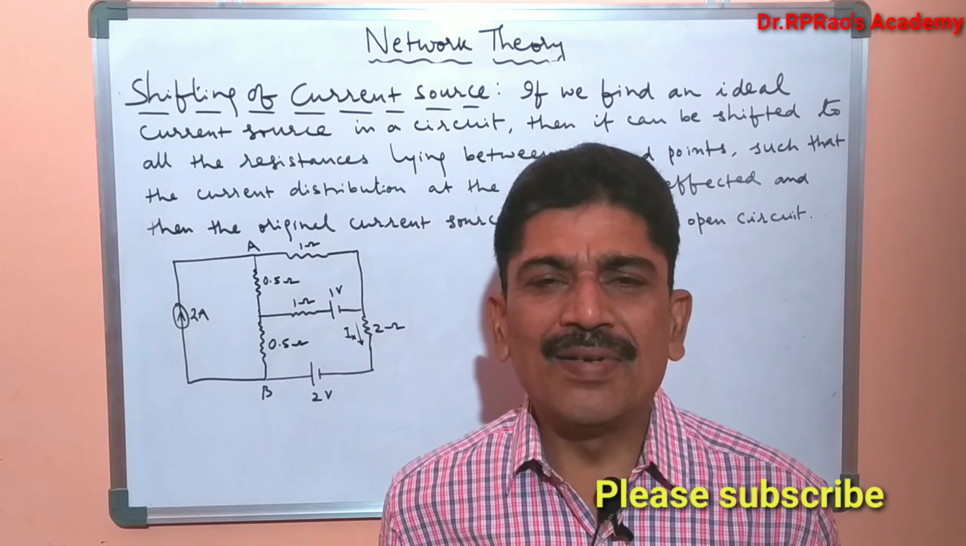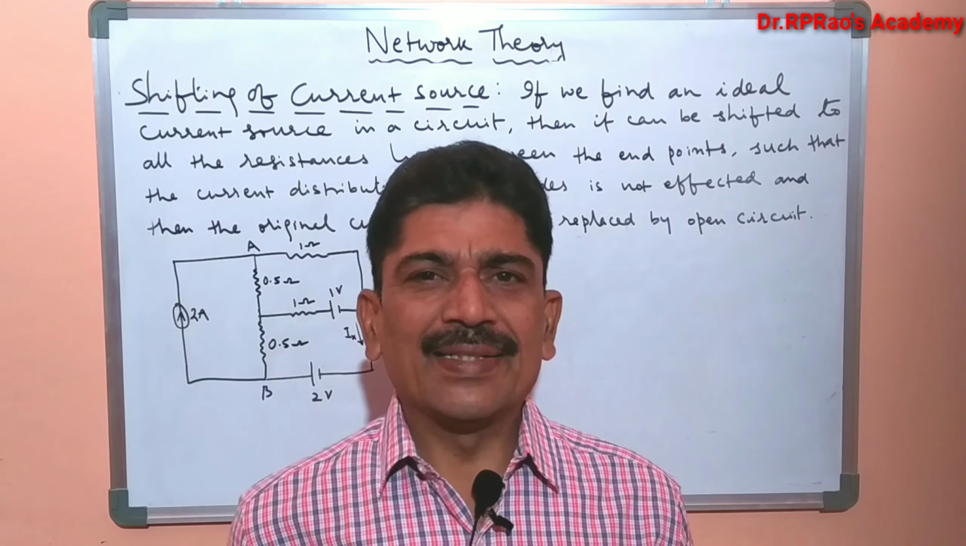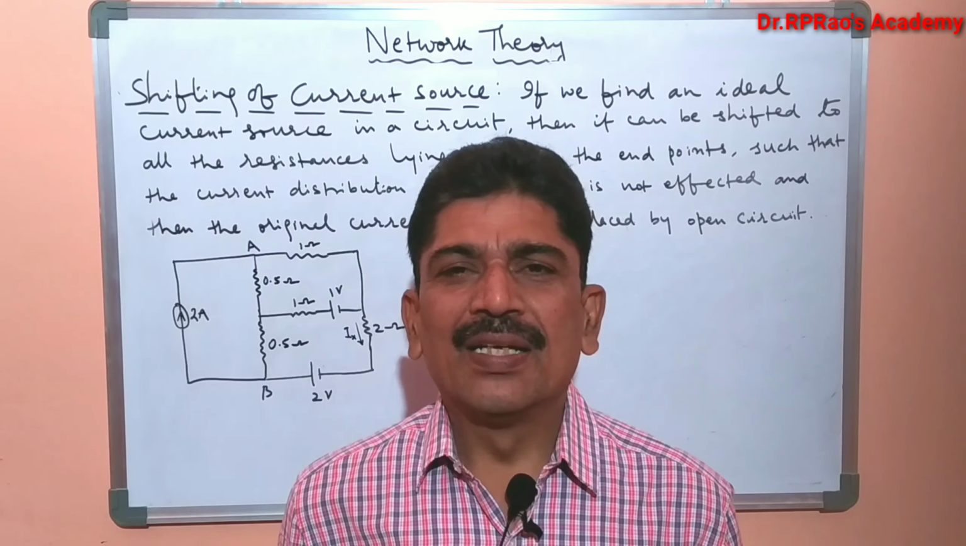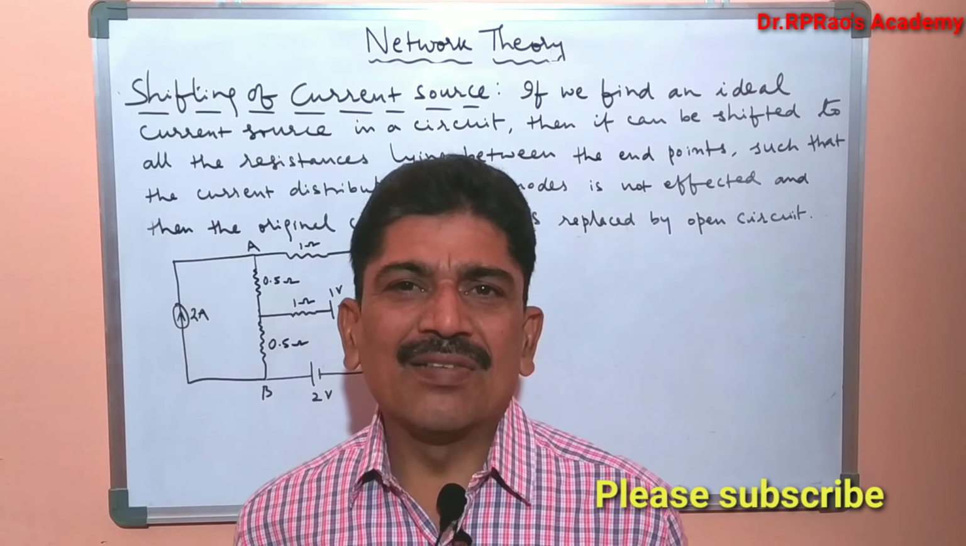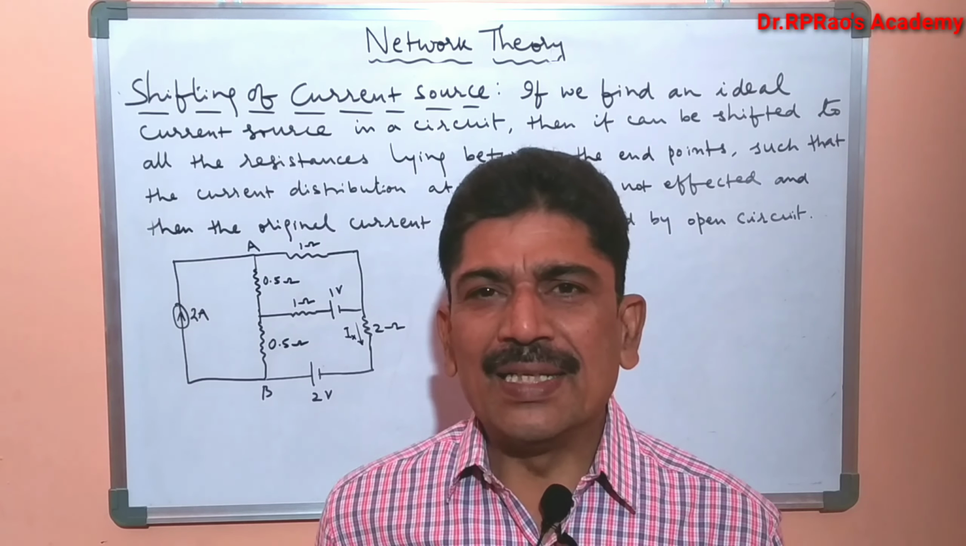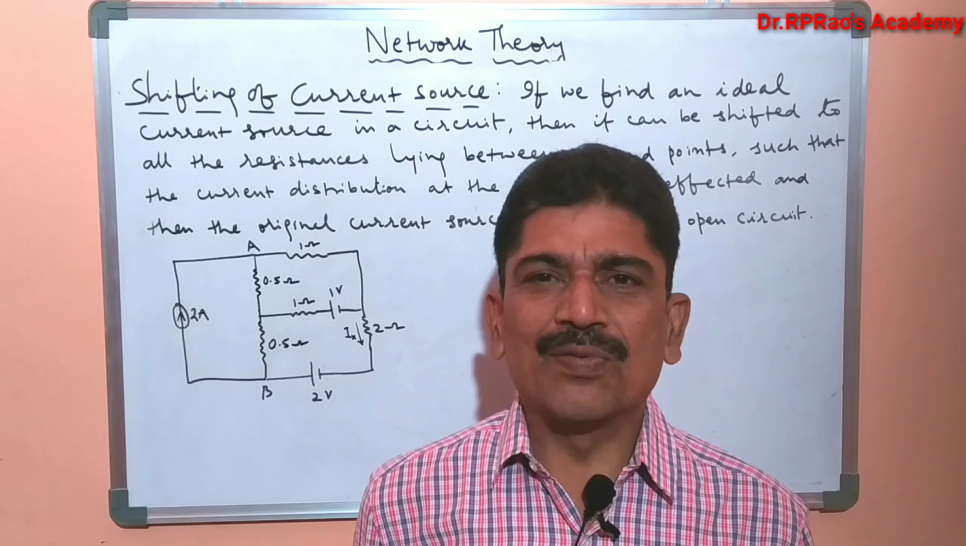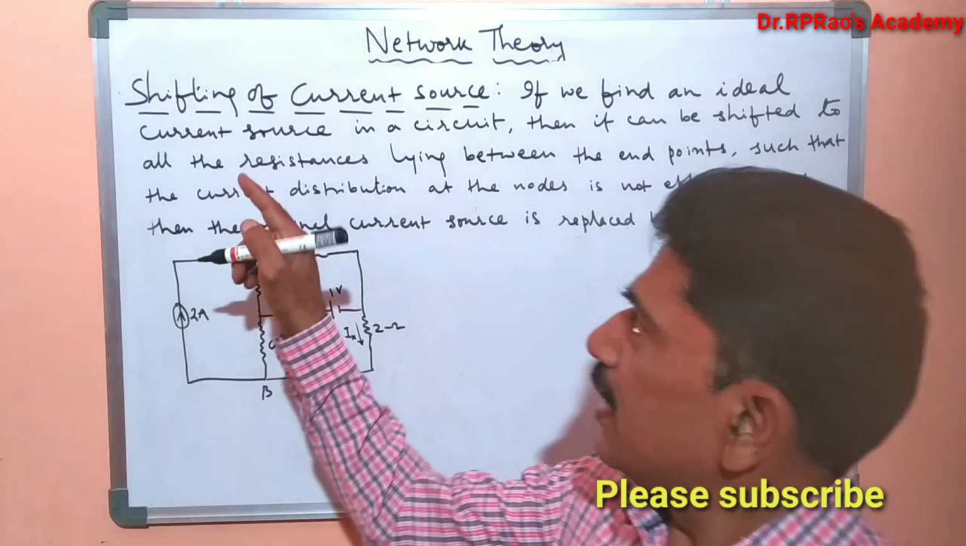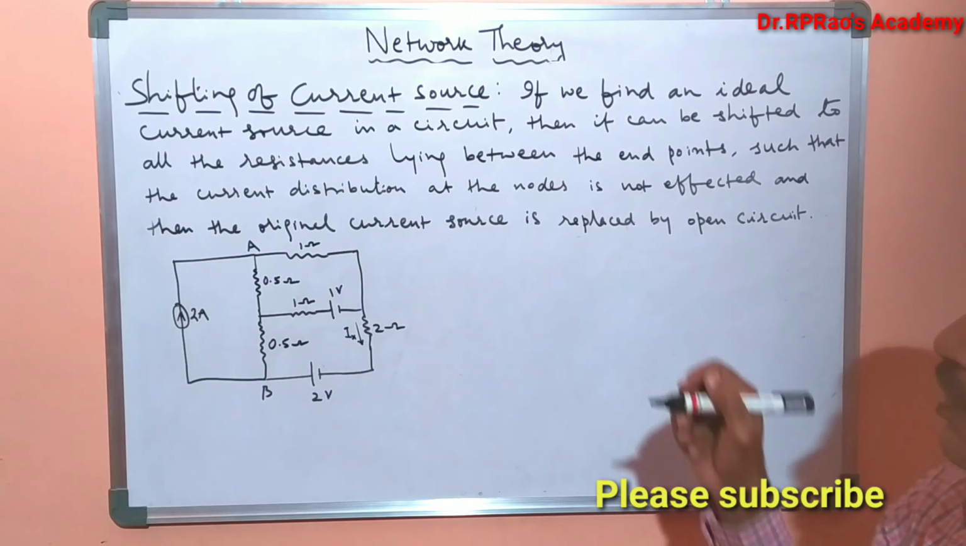In this session, I will discuss shifting of energy sources. The first one is shifting of current source and the second one is shifting of voltage source. These are used for reducing complex networks. The first one, let us see now, shifting of current source.